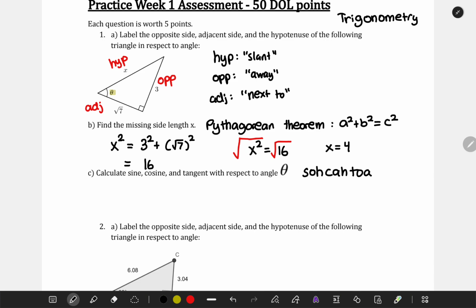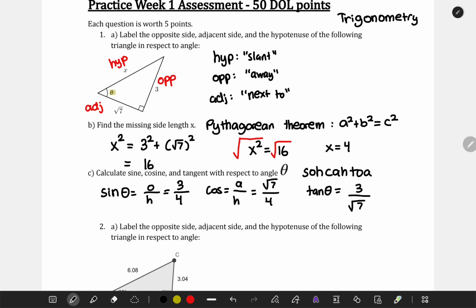Each of these letters represents the fraction that I would get. For example, for sine of theta, I would get O over H. So I can look, O is 3, H was 4. Cosine, CAH, is A over H. So I would get the square root of 7, that's A, and H, which was 4. Lastly, I would get tangent of theta, which would give me 3, that's O over A, TOA, which is the square root of 7. So that completes our problem.